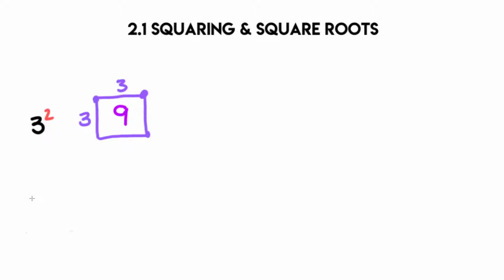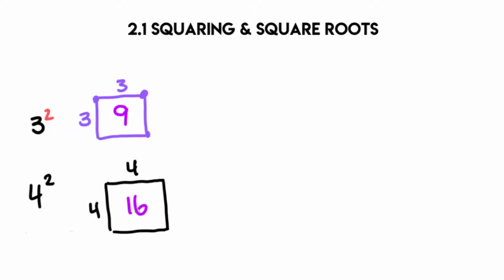Another example here would be, let's say 4, let me get my actual pen here. 4 squared makes a square where all the side lengths are 4. So 4 squared would be the area of this, or in other words, 16. So 4 squared is equal to 16. The square root of 16 is one of the side lengths, which is 4. So the square root of 16 would be 4.